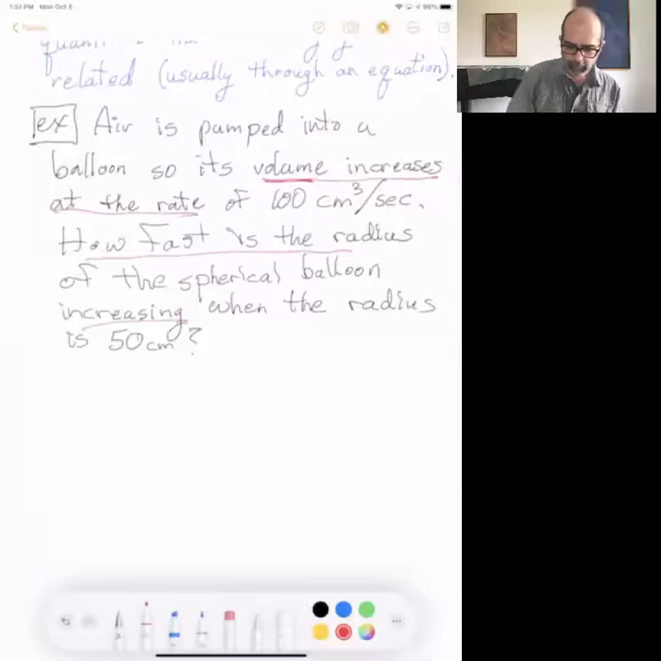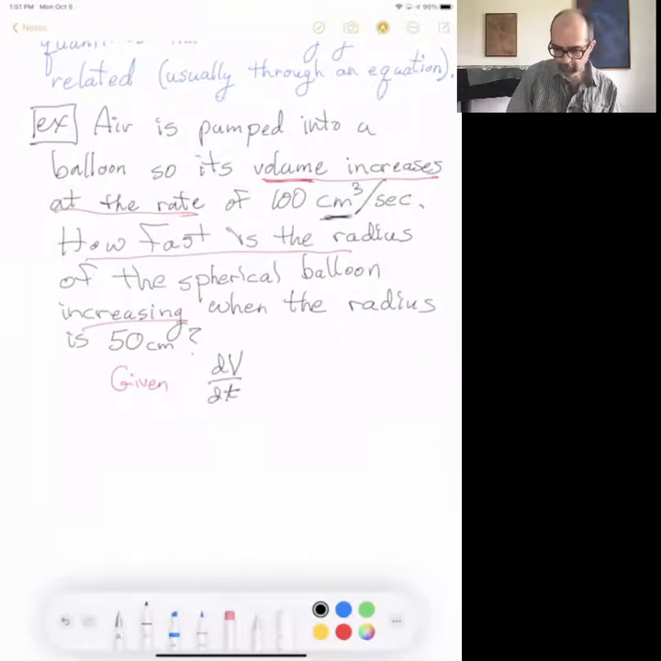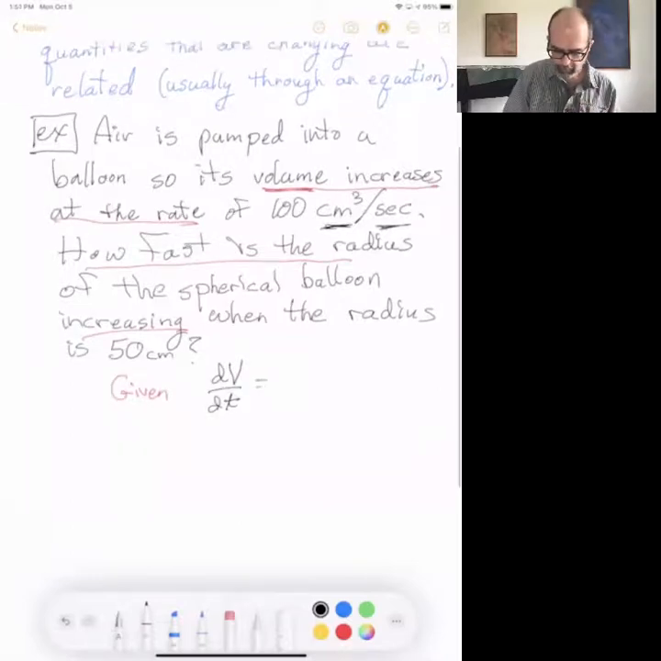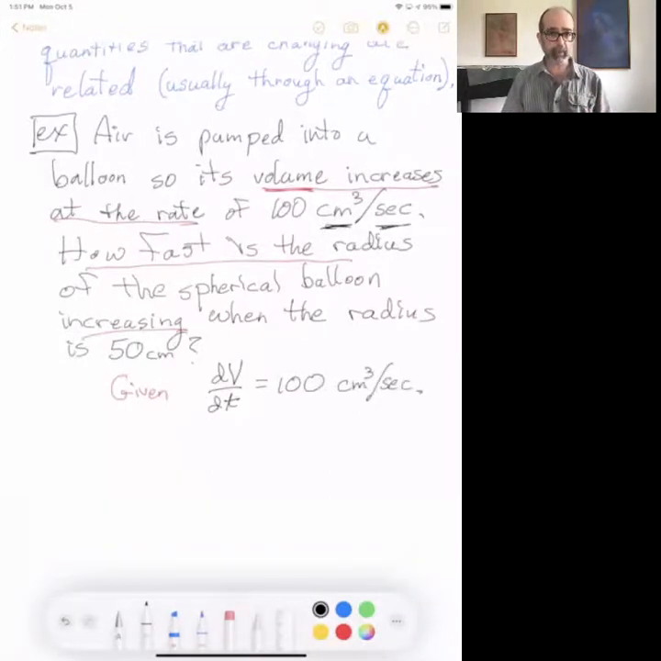So we're given that the rate of change of volume, and you notice the units are centimeters cubed per second, volume could be in centimeters cubed and the time could be in seconds. And so we're given that that is going to be 100. If you want to put the units, you can. At this point, it's not quite necessary yet, but it can be very helpful. And then the question is, what do we want?